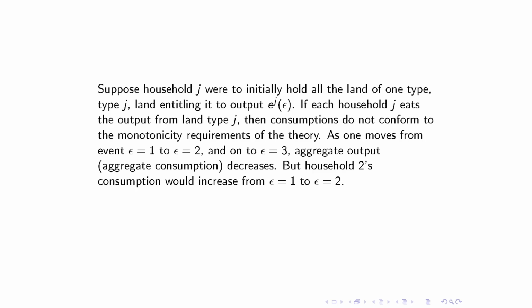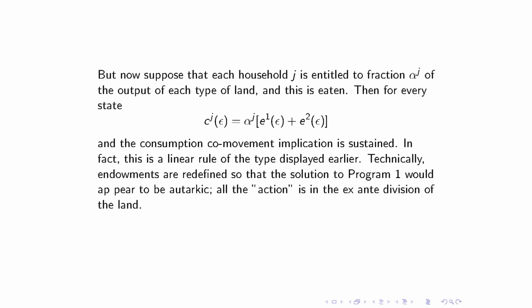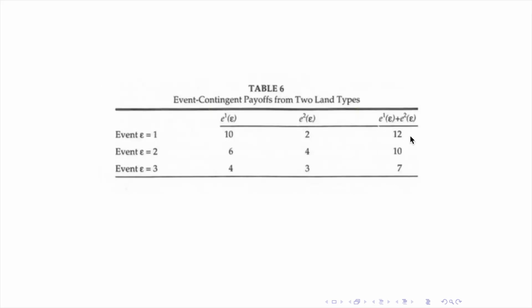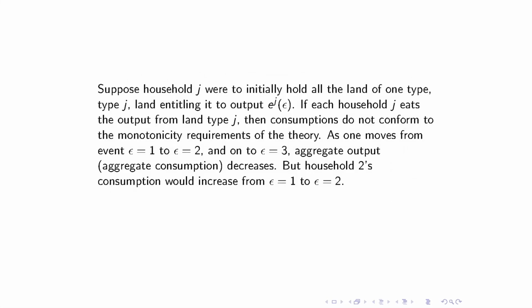Give those households shares, household J, say, having a share, alpha J, of the two different crops. So now this thing goes in the aggregate, 12, 10, 7. Obviously, whatever household 1's share is, if it's like 1/3, it's 1/3 of that aggregate. Household 2 shares would be 2/3 of that aggregate. So now they're each bearing a constant share of the aggregate, and their consumptions are moving with the aggregate. So that might actually work.